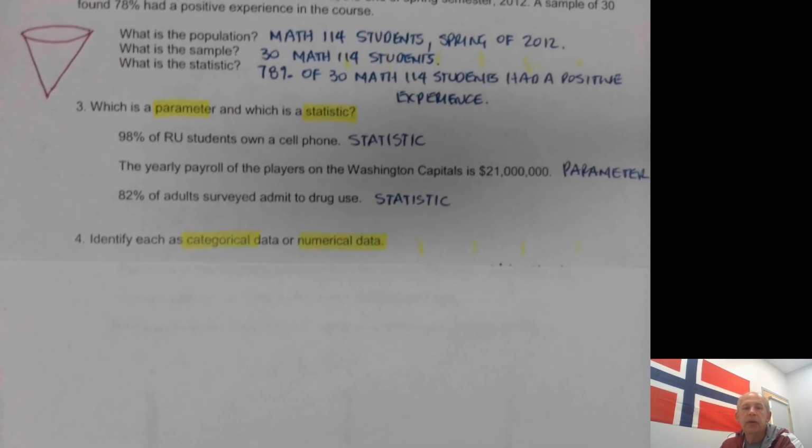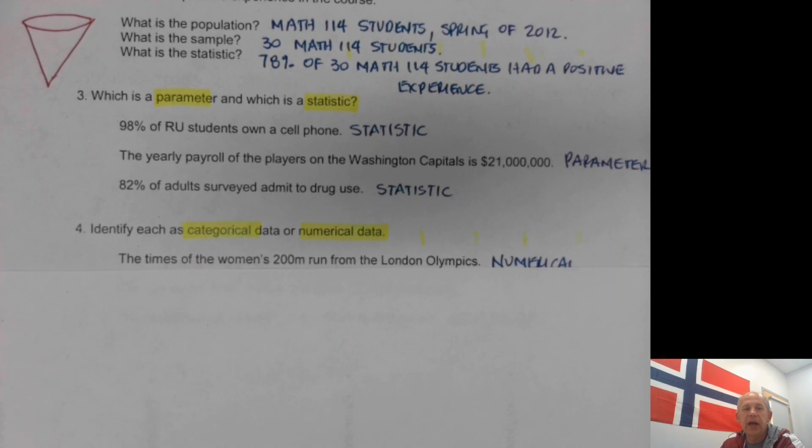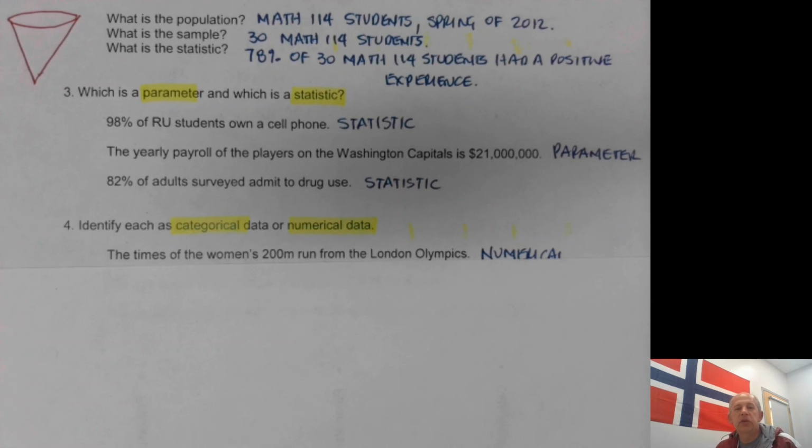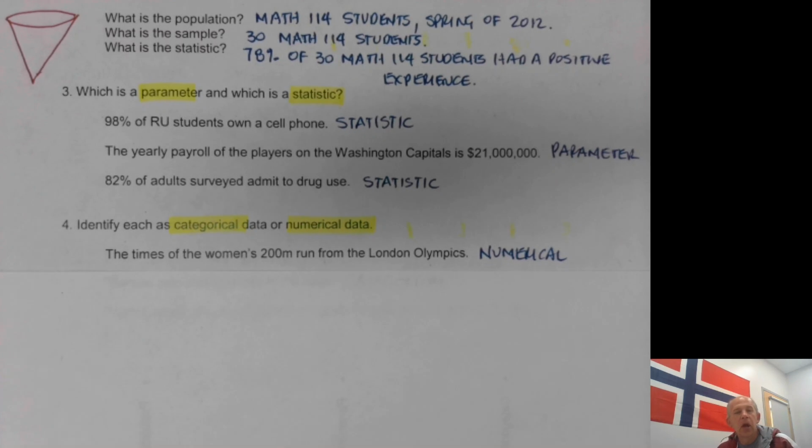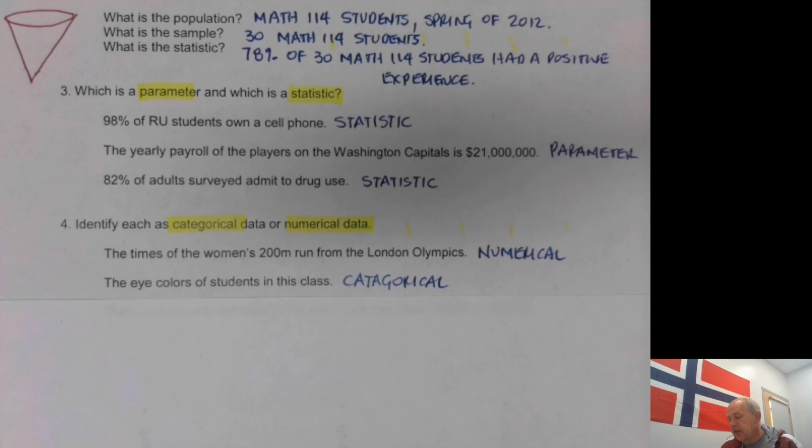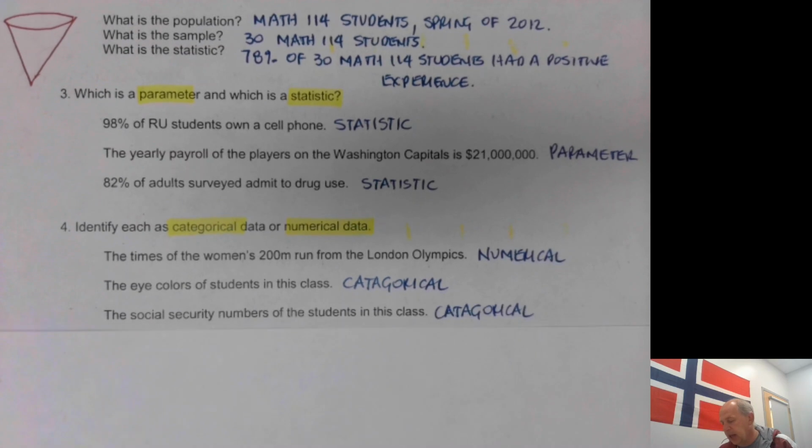Now, comparing categorical and numerical data. The times of the women's 200-meter run from the London Olympics, that would be numerical. We have the fastest, the slowest, we could find the average, the most frequent time, anything that's measured with numbers is numerical. The eye colors of students in a class, that would be categorical. Dark eyes, blue eyes, green eyes, hazel eyes, we put people in a category. We cannot find the average eye color. We have to put it in a category.